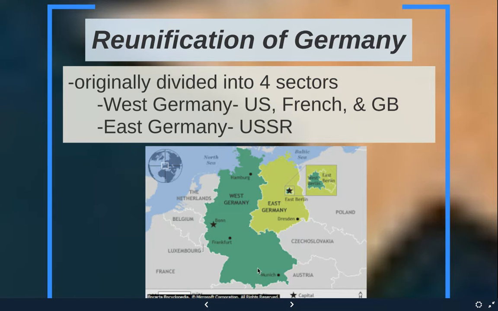Okay. The US, French, and Great Britain all combine theirs and let theirs be West Germany. All of this is going to be democratic. And then the USSR, the Soviet Union, is going to have their bit over here. On top of that, to make this more confusing, the capital, Berlin, is right here. And Berlin was divided into 4 chunks as well. So not only do you have an East and a West Germany, you have an East and a West Berlin. Okay, so that can get kind of confusing.